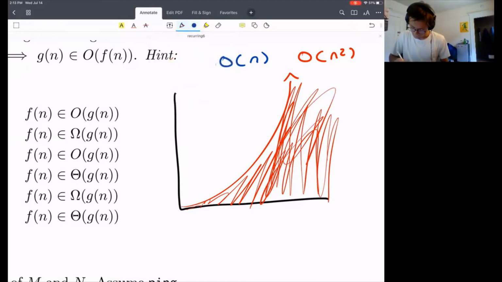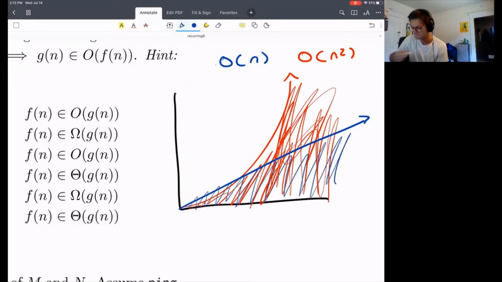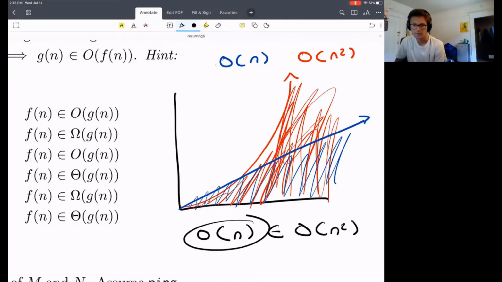Okay, now let's draw O(n), right? So O again is an upper bound. So it means we're going to draw a line and we're going to shade everything below the line. Okay. So now here's my question to you. Is this statement true? In other words, is the area shaded in the blue, O(n), contained completely within the area shaded in n squared? And the answer here is actually yes.